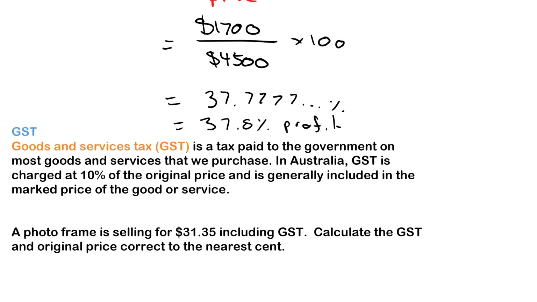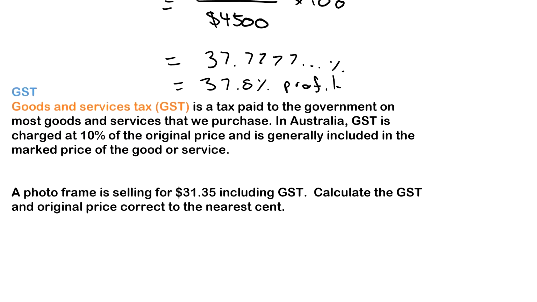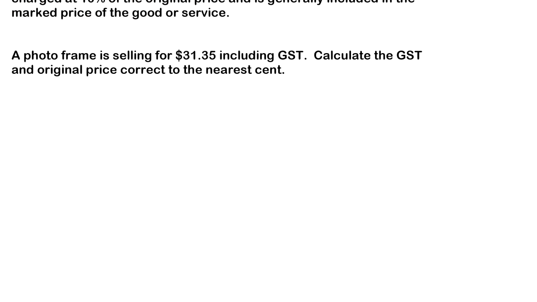Alright, the next thing we're going to look at is GST, or goods and services tax. So this is a tax paid to the government on most goods and services that we purchase. So in Australia, the GST is charged at 10% of the original price. And luckily for us, it's included in advertised pricing. So when you walk into a store, you don't have to determine how much extra you're going to have to pay on the advertised price. It's included in it. So if we have a photo frame and it's selling for $31.35, including GST, we need to now find the GST and what the original price was correct to the nearest cent.